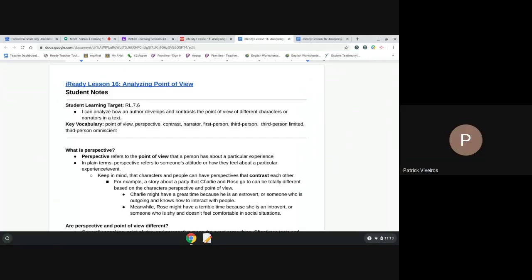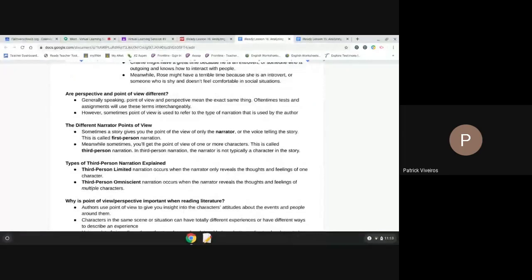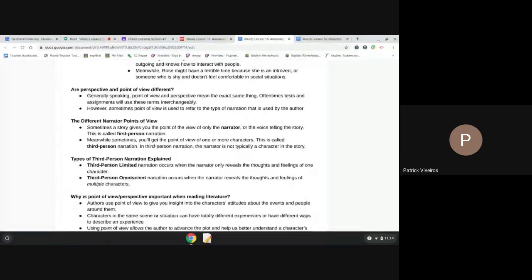So for example, going back to how characters and people can have perspectives that contrast each other, a story about a party that Charlie and Rose go to can be totally different based on the character's perspective and point of view. Charlie might have a great time because he is an extrovert, someone who is outgoing and knows how to interact with people. Meanwhile, Rose might have a terrible time because she's an introvert, someone who is shy and doesn't feel very comfortable in social situations. So again, our perspectives can be different. We can go to the same event, see the same things. We could all go to Disney World, and some of us might have a lot of fun, and others might find Disney World a bit childish or beneath them, or just not fun.